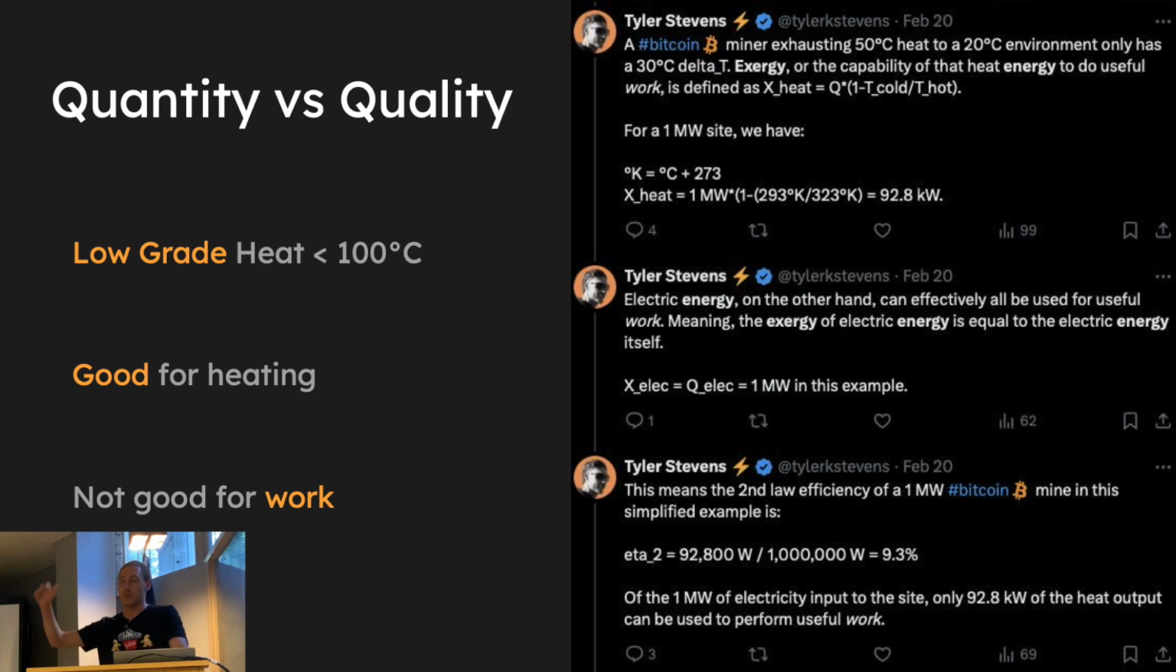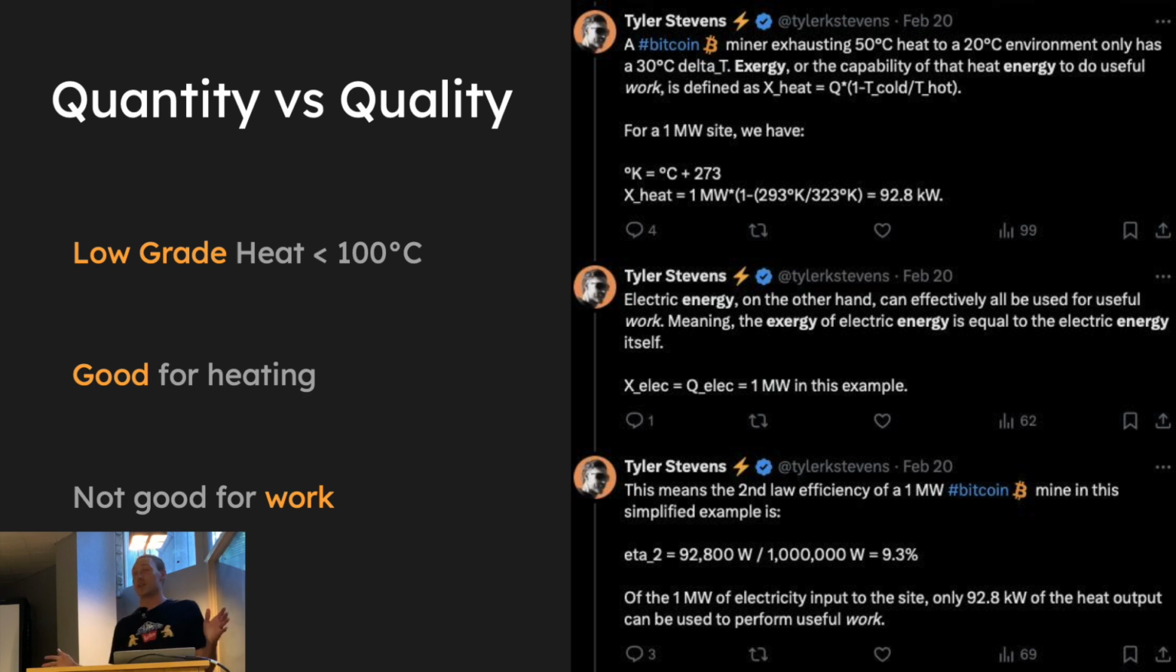So if I had a hot Bitcoin miner, as that heat comes into equilibrium with its surroundings, there's a physical limit to how much work I could do, how much motion I could create, how much electric power I could regain from that heat energy. And so with the equation here, 30 degree delta T from a 1 megawatt Bitcoin mine, only 92.8 kilowatts, so 9.3% of that heat energy can be converted back into electric energy.